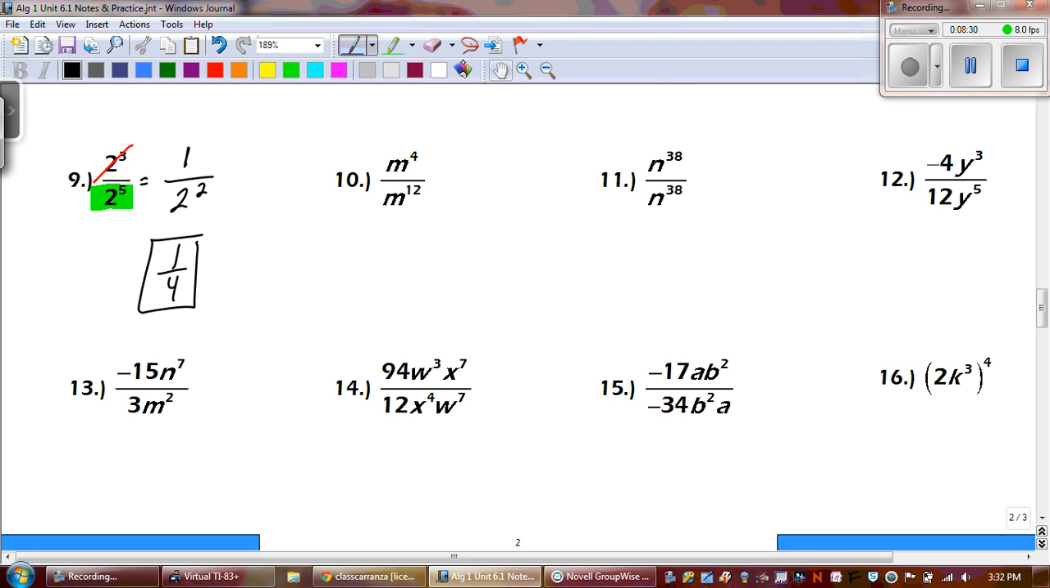Okay, so 10, who wins, the top or the bottom? All right, well, the bottom wins. Everything on the top cancels out. And then remember, we subtract those, so you're doing 12 minus 4. So 12 minus 4 is 8. I don't know what m is, so I can't solve it anymore. So this is our final answer.